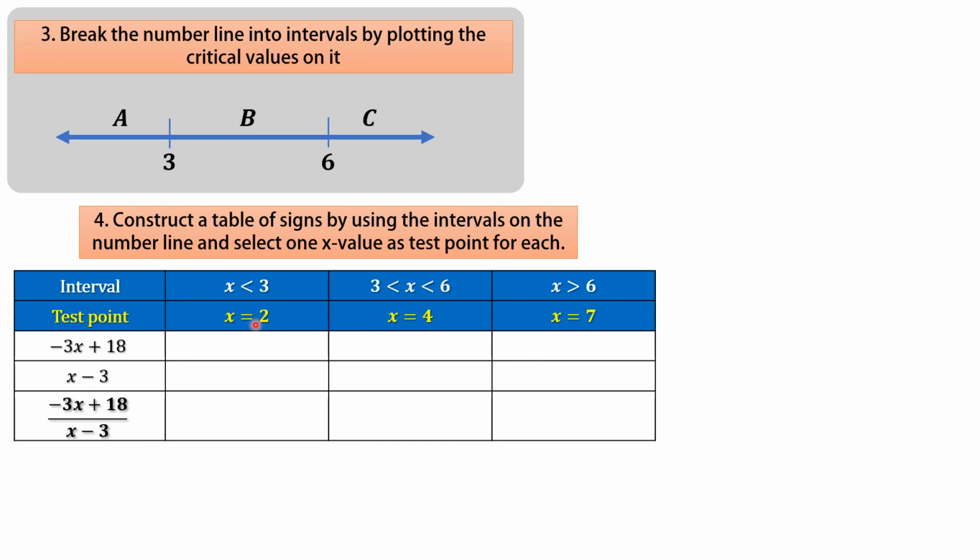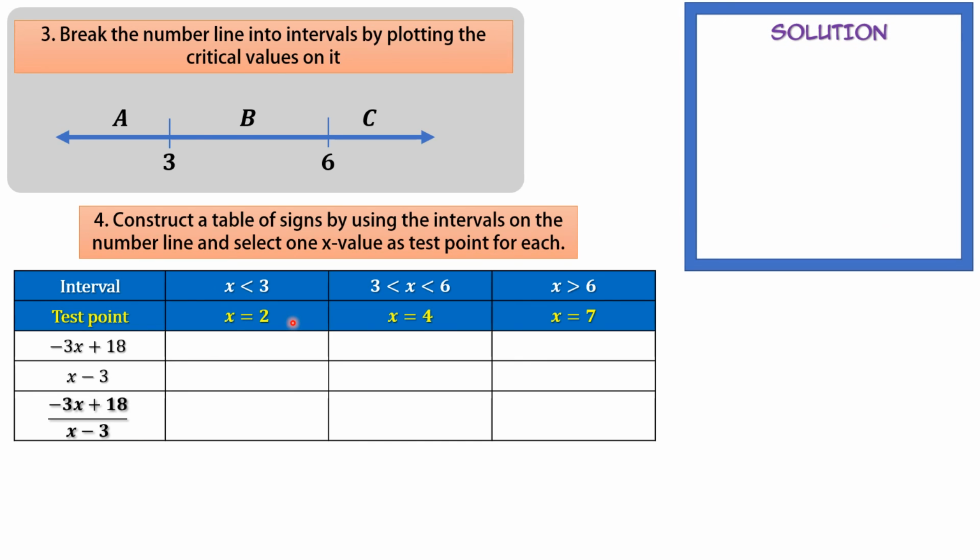Okay, so x equals 2. I must put the solution here above. When we substitute 2 into negative 3x plus 18, the answer is positive 12. So we must put the sign here. What is the sign? That is positive. Next, at x equals 2, substituting into x minus 3, we have negative 1. The sign is negative. And now, when we combine the two, positive divided by negative, the answer is negative.